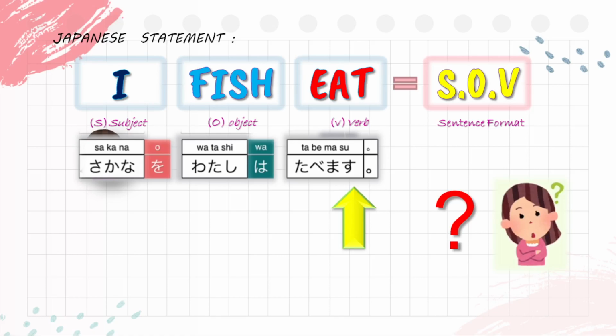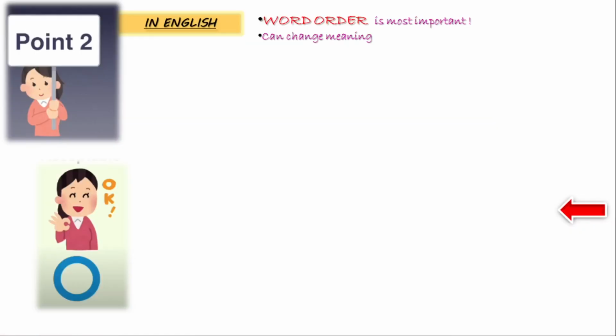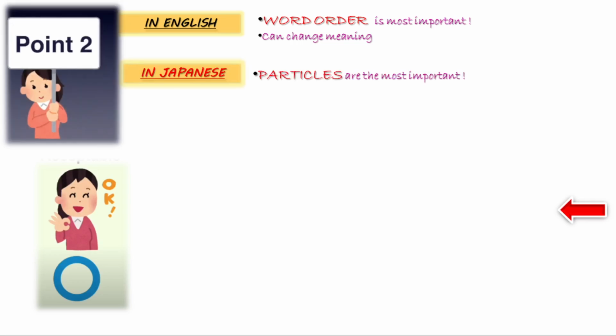Great. Point number 1 that we concluded was that in English, word order is super important. And if you change the word order, it can change the meaning. But in point number 2, that is in Japanese, we saw that particles are most important. And word order doesn't really matter. So until and unless you maintain the correct particle with the correct word, it doesn't matter even if you change the word order. Meaning will still be the same.